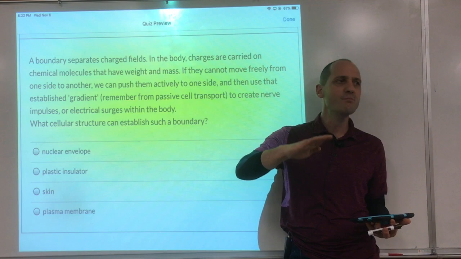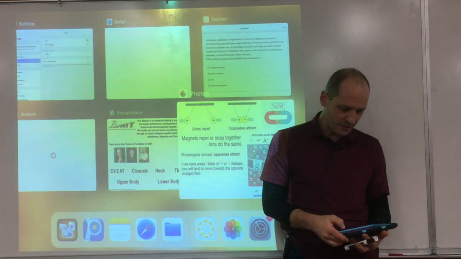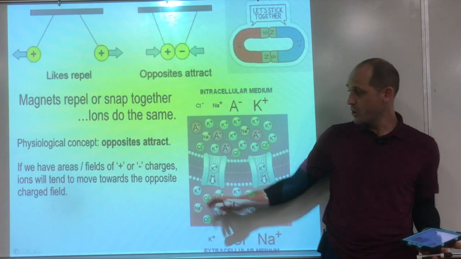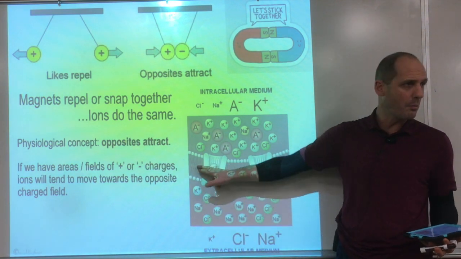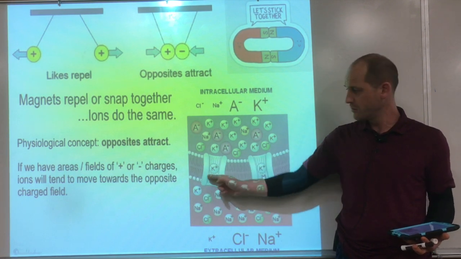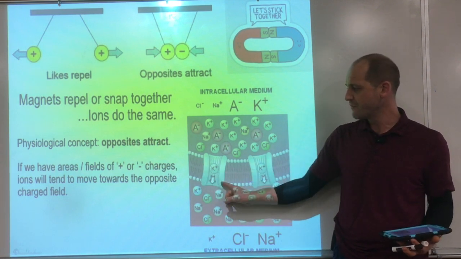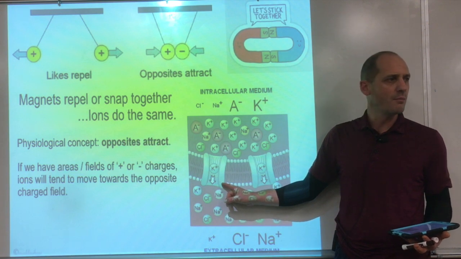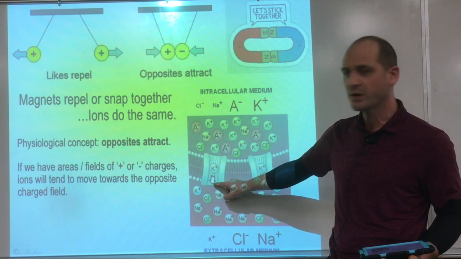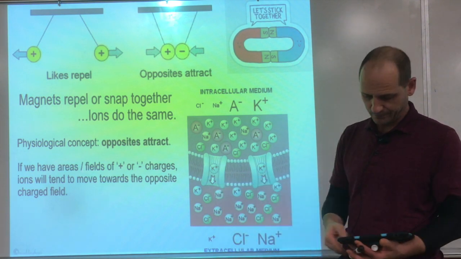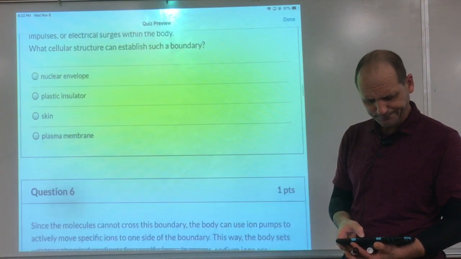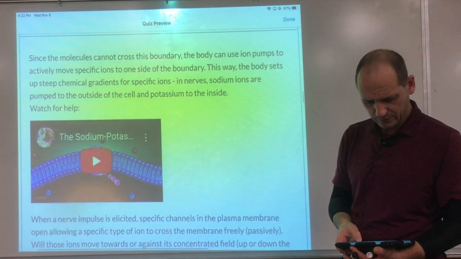The only way we can move them across boundaries is when we have channels. So here's the cell membrane. It's an oil film. Positive and negative ions cannot cross the oil film unless we have channels in it that they can cross through. We have gates that can open and close. So that's cool because we can use that for a nerve impulse.